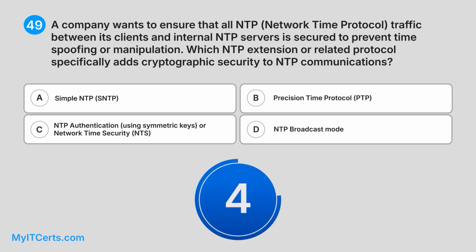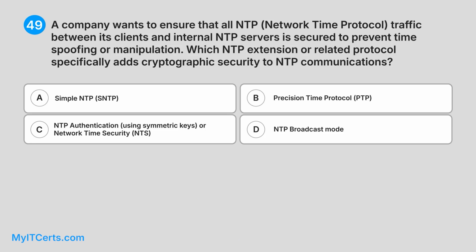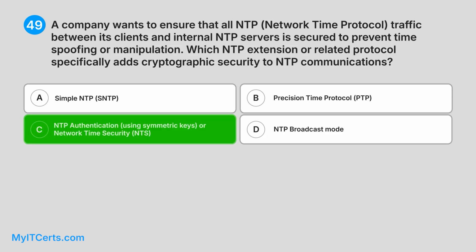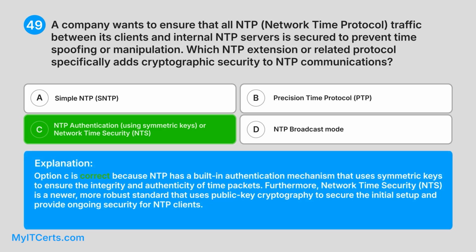What do you think is the answer? Correct answer. C. NTP authentication using symmetric keys or Network Time Security, NTS. Explanation. Option C is correct because NTP has a built-in authentication mechanism that uses symmetric keys to ensure the integrity and authenticity of time packets. Furthermore, Network Time Security, NTS, is a newer, more robust standard that uses public key cryptography to secure the initial setup and provide ongoing security for NTP clients.